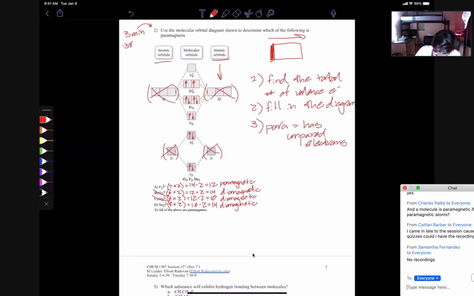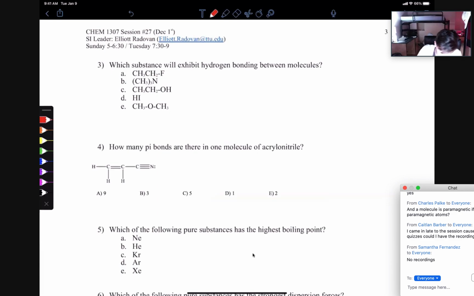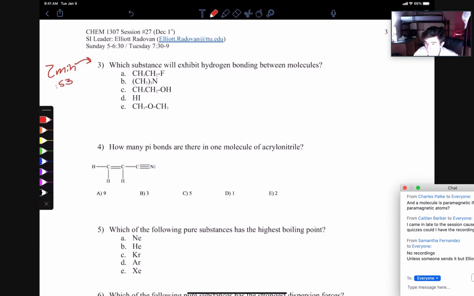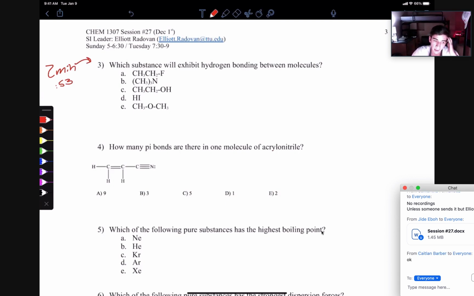Okay, so that was the first page. Let's go ahead and move into number 3. I'll give you guys 2 minutes to go through that one. Also, another thing I want to say is that those molecular orbital problems are only going to talk about diamagnetic molecules. Nothing more complicated than that. So only 2 things bonded together.